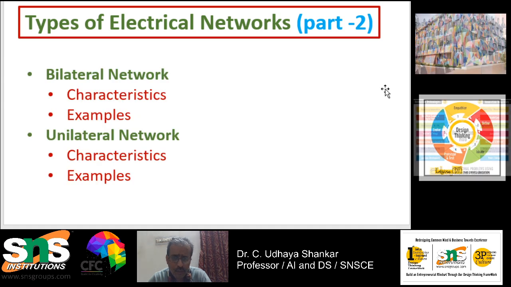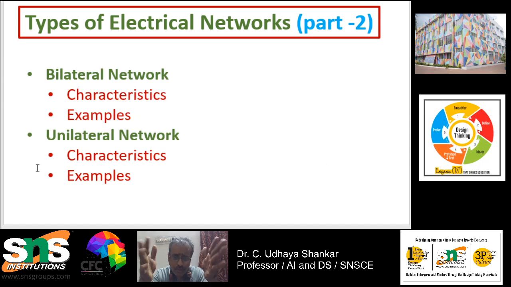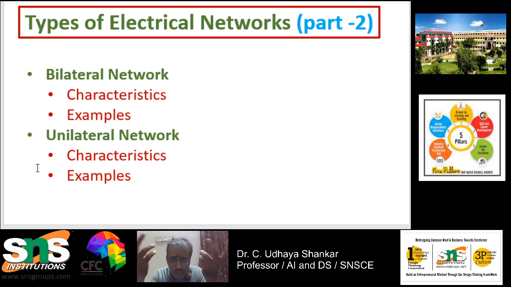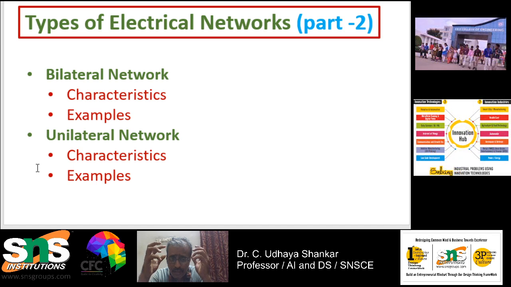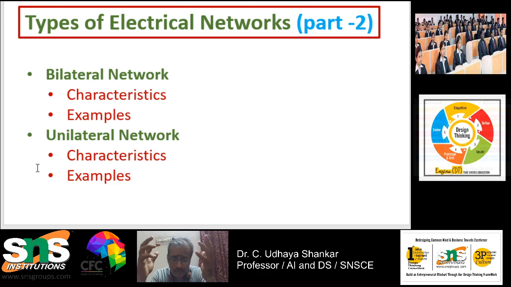So this is how I have classified my approach in order to make the concept clear to you, of what is a bilateral network and what is a unilateral network. First I will describe the characteristics, then I will give you a few examples in order to have a clear understanding of what is a bilateral and unilateral network, and then you can come to a conclusion. I hope it should be more clear.